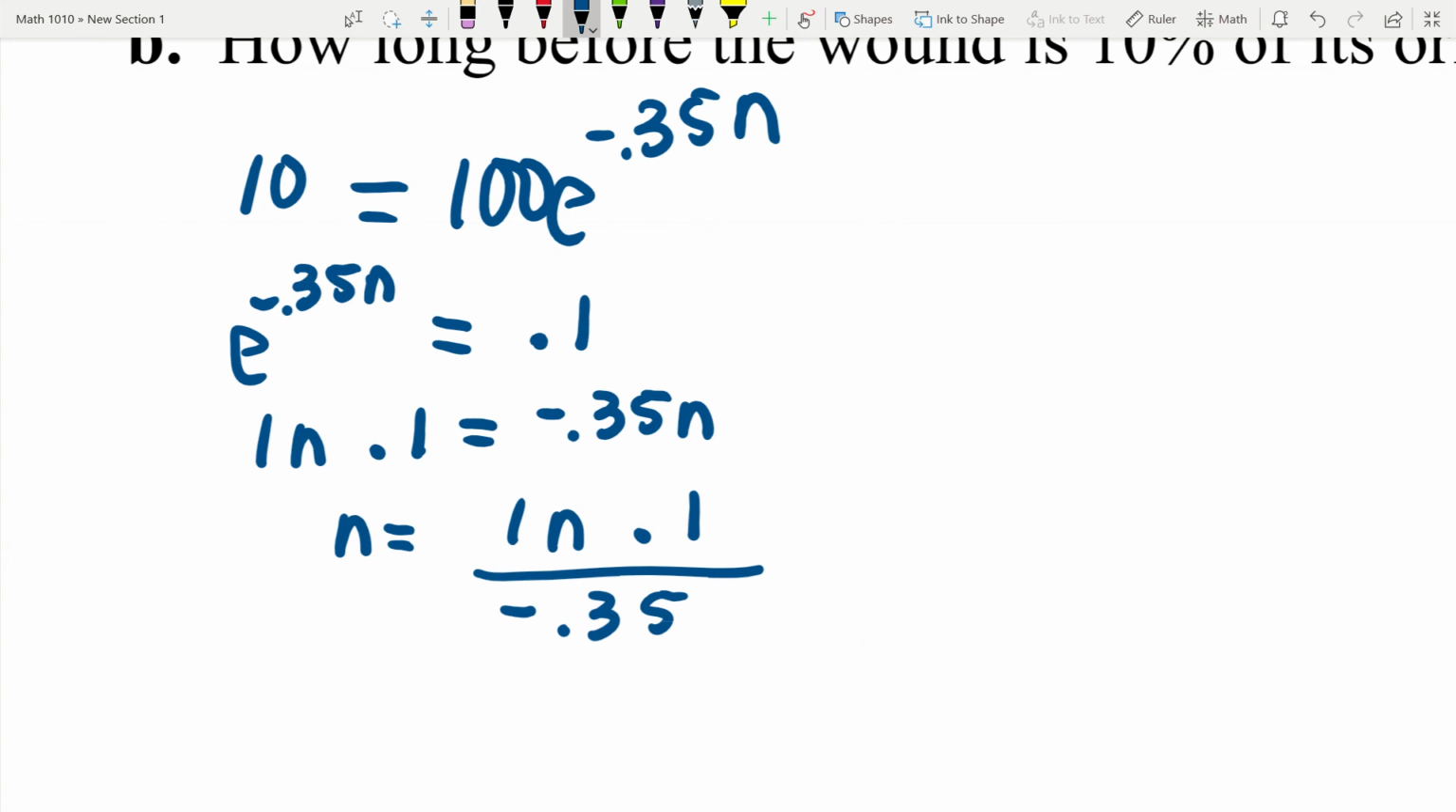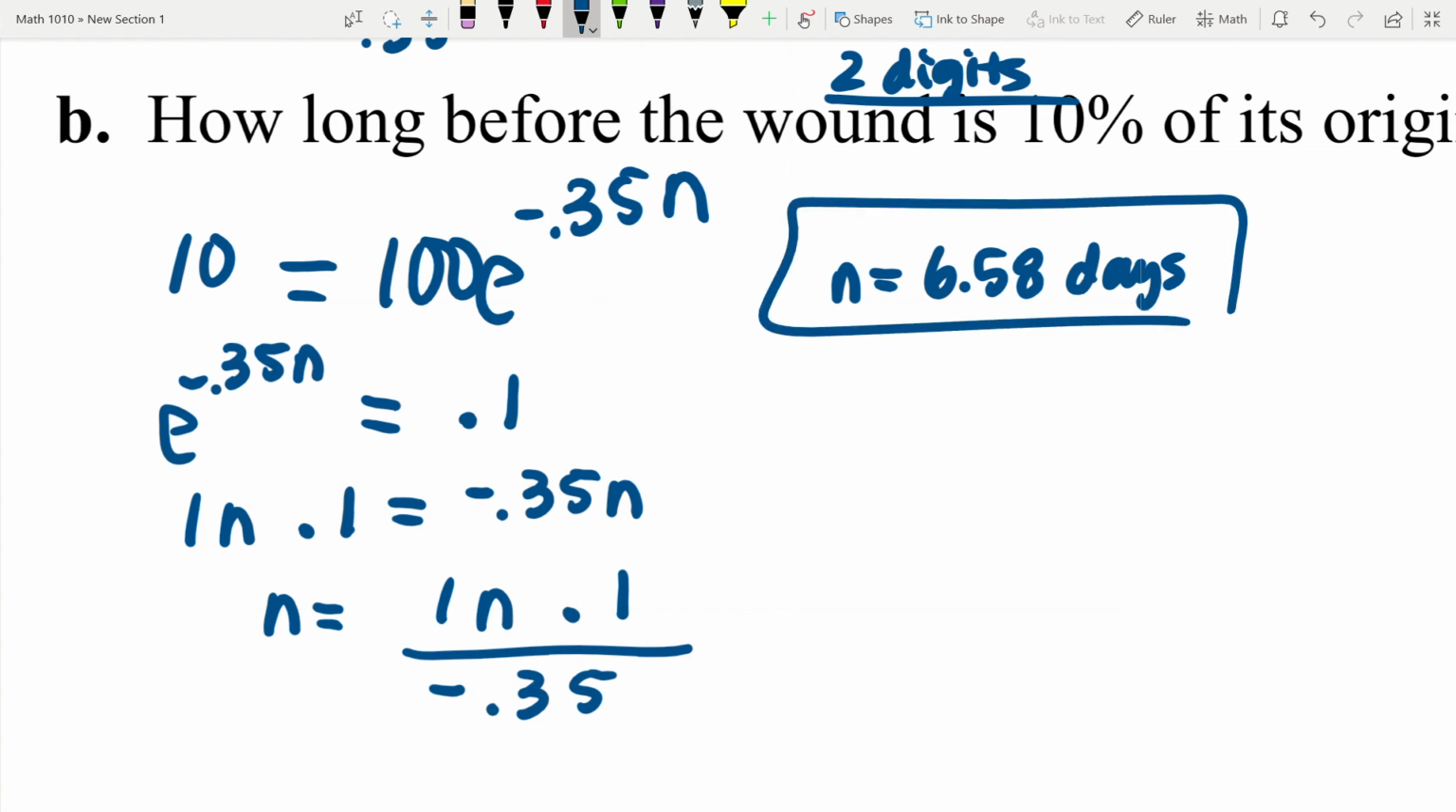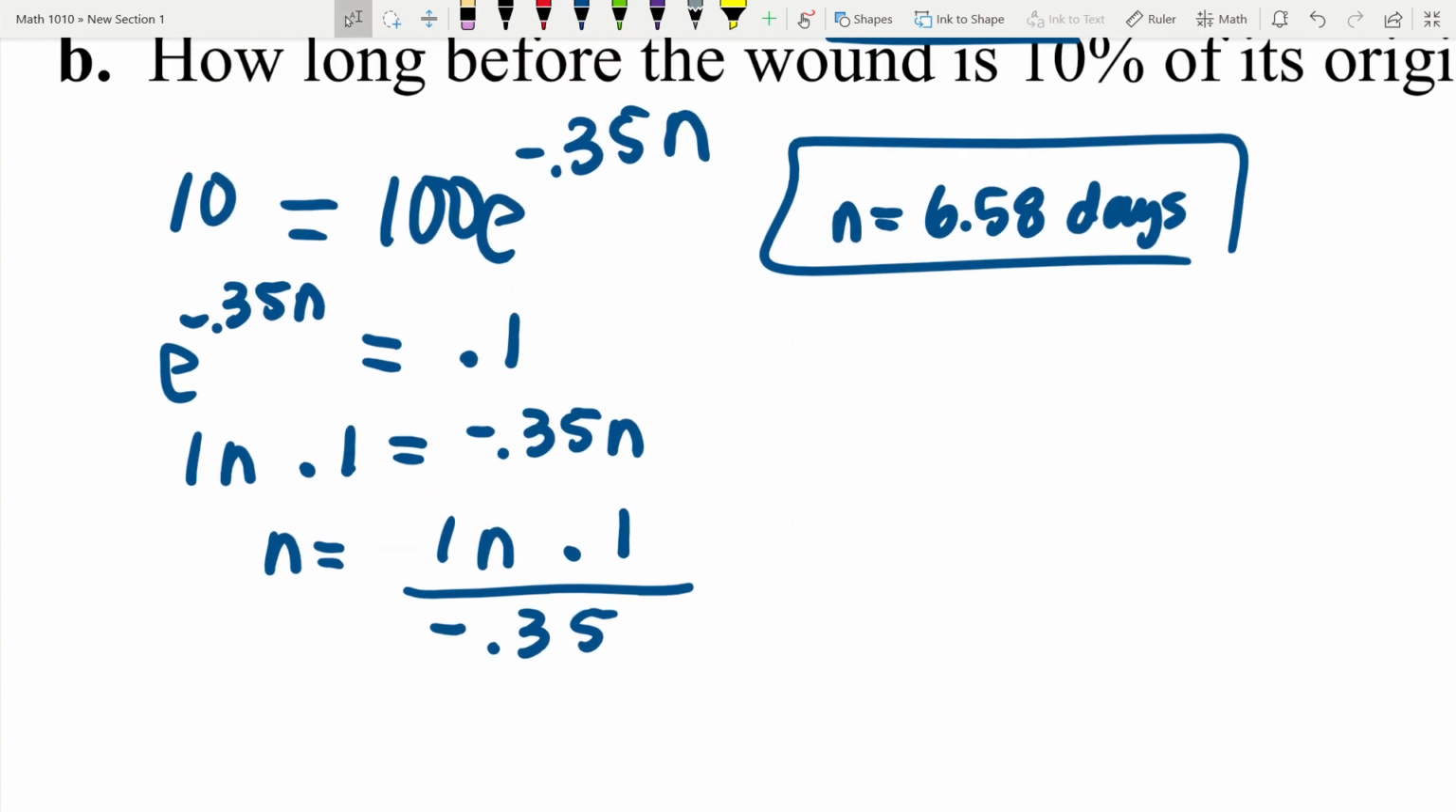Grab your calculator. ln 0.1, close it off, divided by negative 0.35, hit enter. 2 digits. Don't clear your calculator though, hold it right there. So you have n equals 6.58, add the word days. Okay, let's check it. Everybody hit store, enter. Now I'm going to put this in my calculator and make sure I get a 10. So I get 100, second, ln, negative 0.35, recall, enter, close it, enter, bam, I got it right.